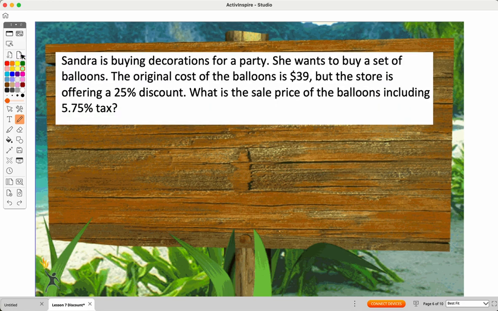It's your turn to give us one try. Sandra is buying decorations for the party. She wants to buy a set of balloons. The original cost of the balloons is $39, but the store is offering a 25% discount. What is the sales price of the balloons, including that 5.75% tax rate?